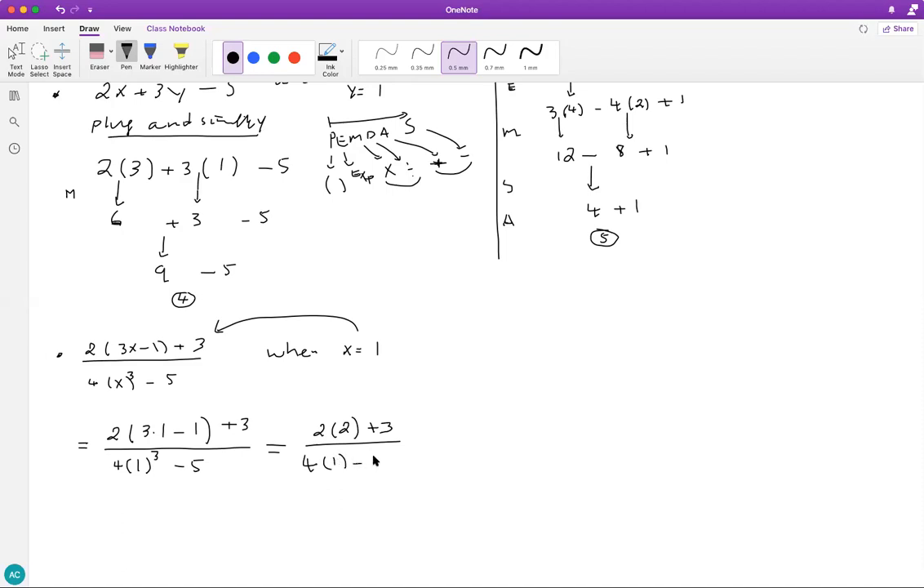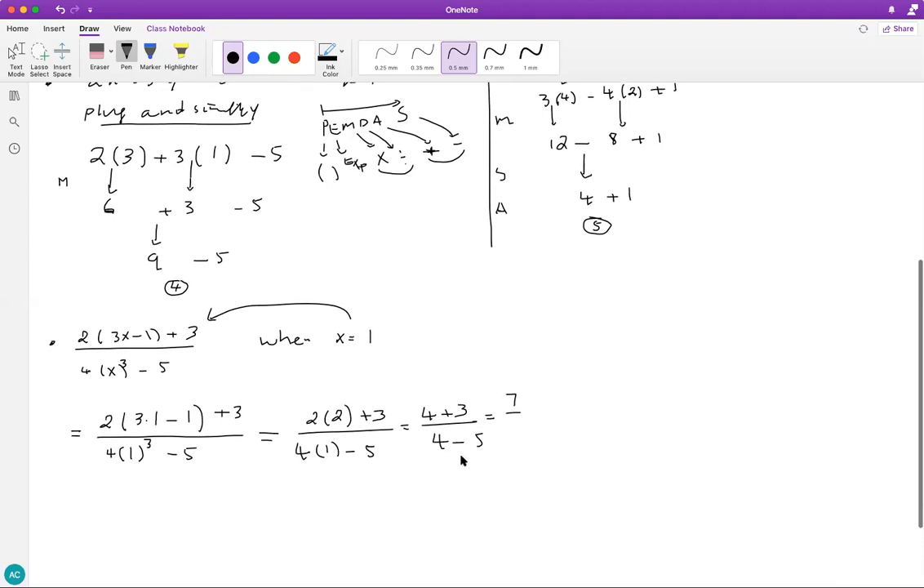1 minus 5. Back to the top here. So we have multiplication and addition left. So obviously, we do the multiplication first. 4 plus 3. Back to the denominator. Again, we have multiplication and subtraction. Multiplication comes before the subtraction, so that's 4. Take away 5. So that's 7 over 4 minus 5, which is negative 1.